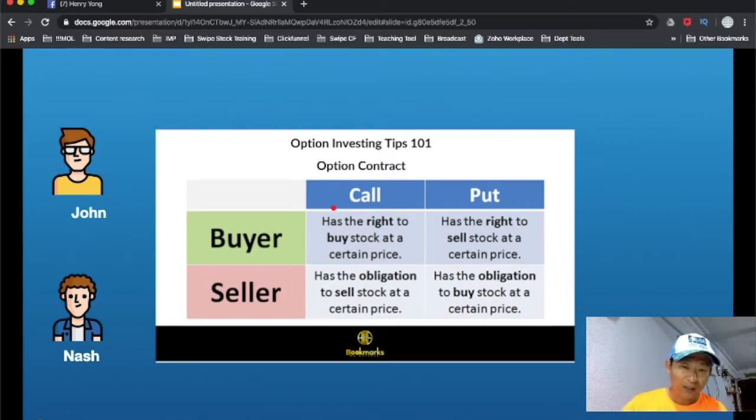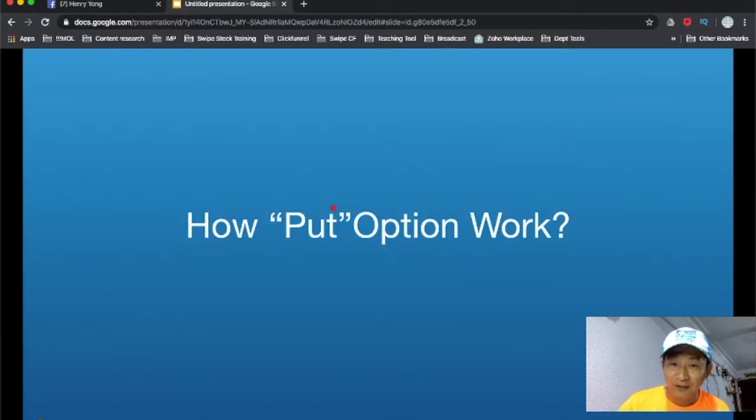So let us go to the put option, and see how the put option works. Let me go to the slide number. Hang on.